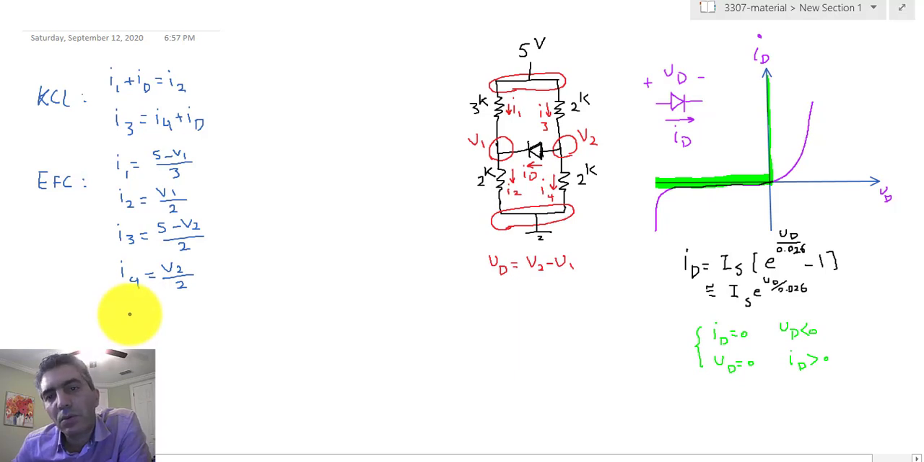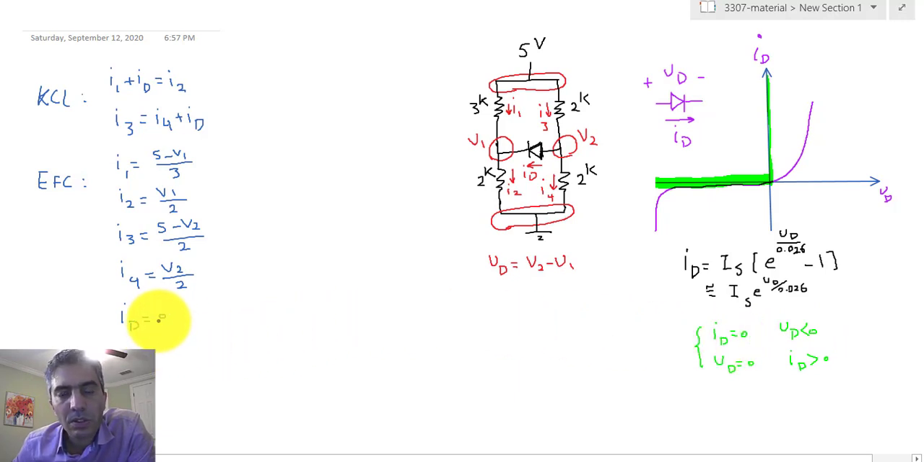Let's say I have no clue. So I just pick one. I'm going to choose ID equal to 0. So if ID is equal to 0, I'm going to put it there, and let's see what happens. Now, when I write ID equal to 0 here, what I'm basically saying is that VD is negative, because that's the only condition under which ID is going to be 0.